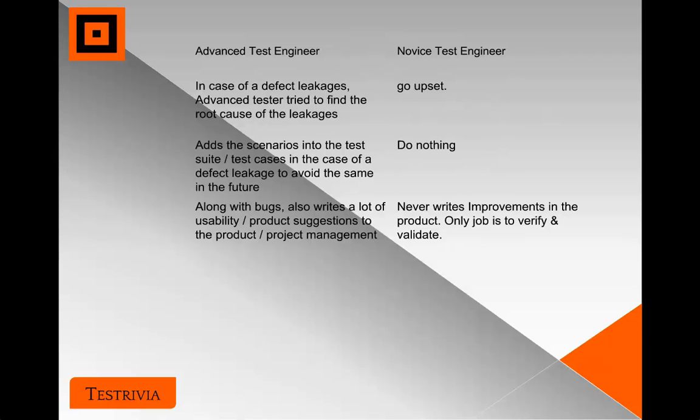Along with bugs, an advanced tester also writes a lot of usability and product suggestions to project management. This button can be like this. This size will be very good. This color is not very good. You should really say that. A novice tester never writes improvements in the product. Only job is to verify and validate. If you do that, you will not be called an advanced tester in my views.